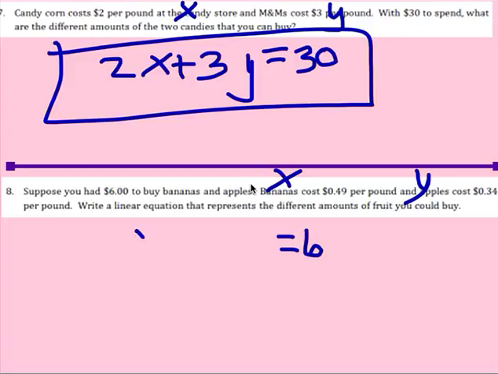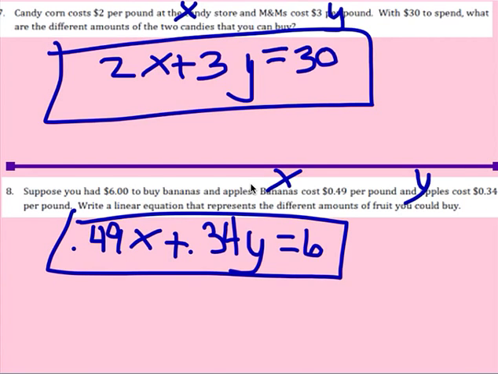So for every X banana that we buy, it's going to be 49 cents. Then, for every Y apple, it's going to be 34 cents. So this is our final answer, a linear equation in standard form.